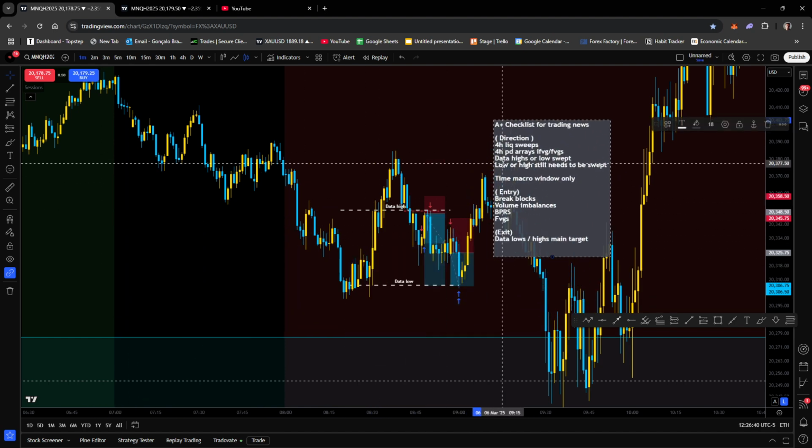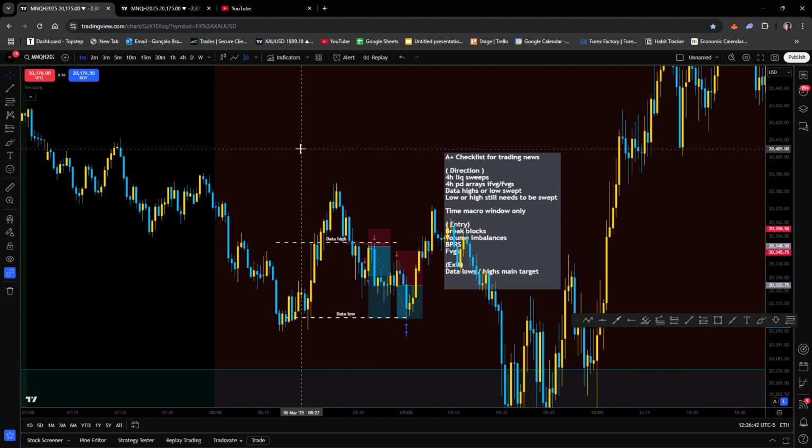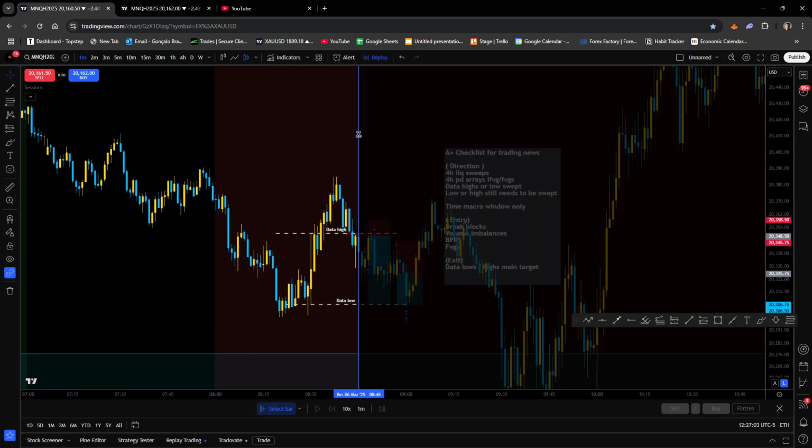So starting off, the pair that we do trade is NQ, and the time frame is always the 1 minute time frame. This is what I use for all my executions. Now the direction is normally based off the 4 hour. Today it was actually off the 1 minute due to the data highs and data lows. But regardless, we'll start today's session from breaking down the 4 hour time frame.